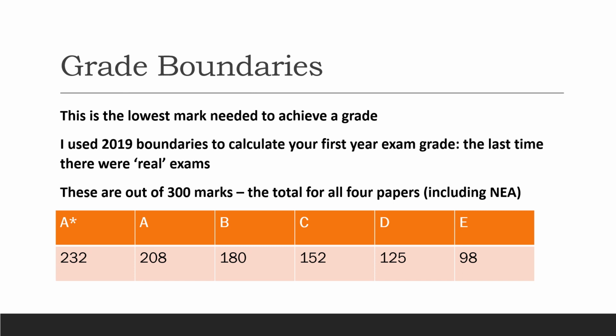For these exams, I used the 2019 boundaries because that's the last time there were actually real exams, everybody sitting them and lots of students. The grade boundaries that I'm informed of are out of 300 marks. Okay, that's the total for all 4 papers. That's paper 1 drama, paper 2 prose, paper 3 poetry, and paper 4, which is your coursework. So you can see the numbers there, but obviously that won't make much sense to you right now because very rarely will you be getting a mark out of 300.